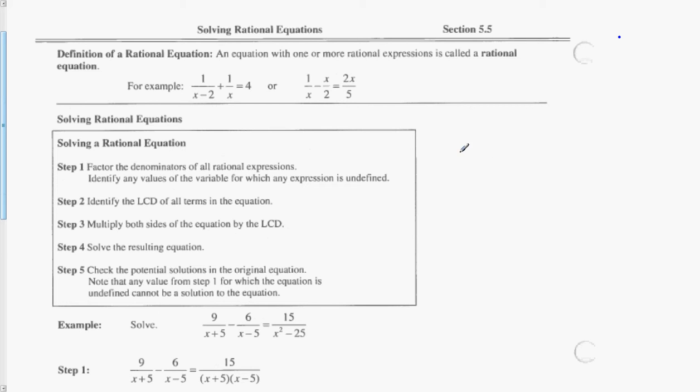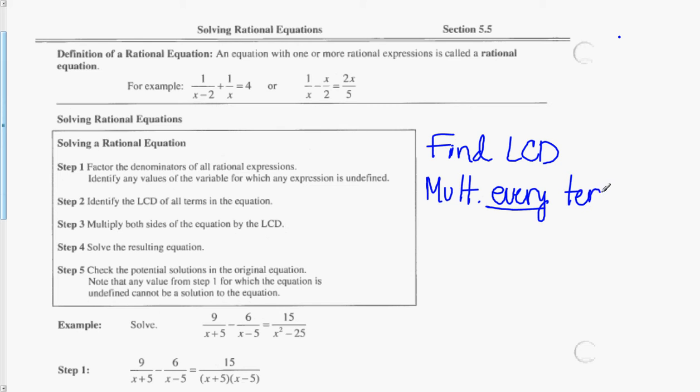You're going to need to, first of all, find the LCD, and that might involve factoring. Most of the time it will. So find your LCD. Then you're going to multiply every term by the LCD. And then you're going to solve for x.